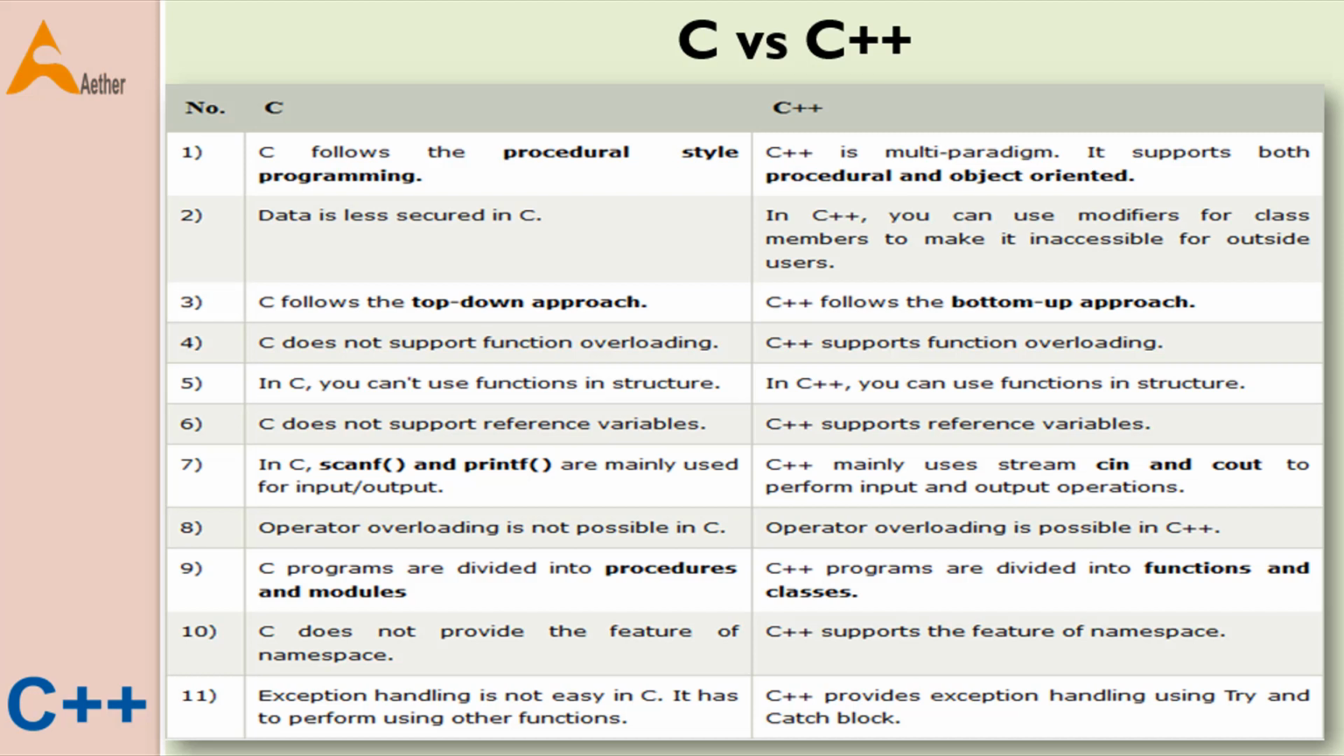C programs are divided into procedures and modules. C++ programs are divided into functions and classes. C does not provide the feature of namespace. C++ supports the feature of namespace. Exception handling is not easy in C. It has to perform using other functions. C++ provides exception handling using try and catch block. Hope you have figured out the differences between C and C++.